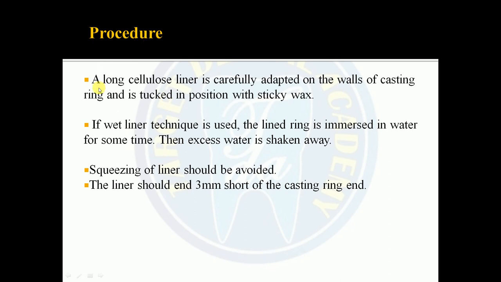Coming on to the procedure. A long cellulose liner is carefully adapted on the walls of the casting ring and is tucked in position with a sticky wax. If the wet liner technique is used, the liner ring is immersed in water for some time, and then excess water is shaken away.